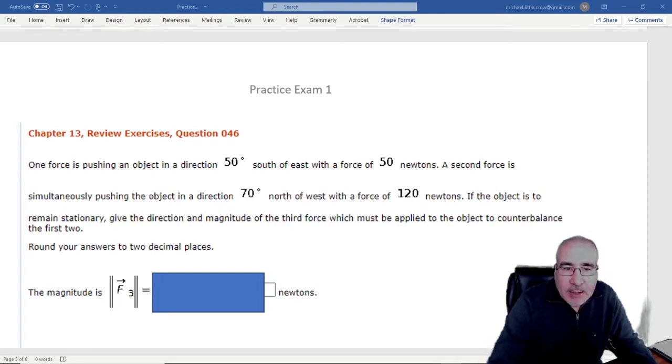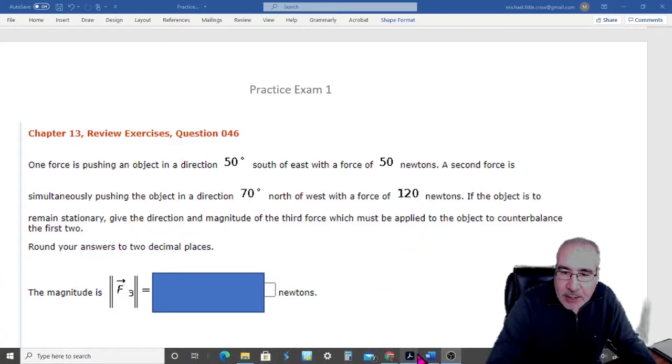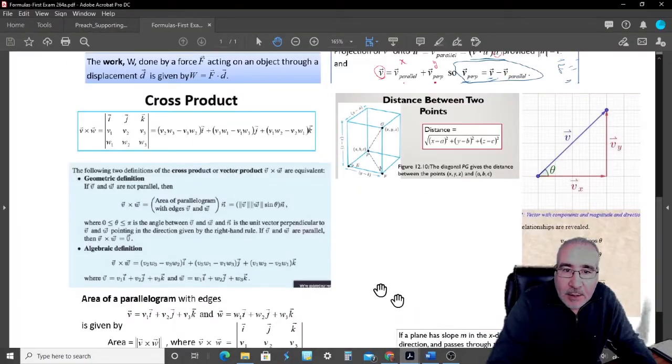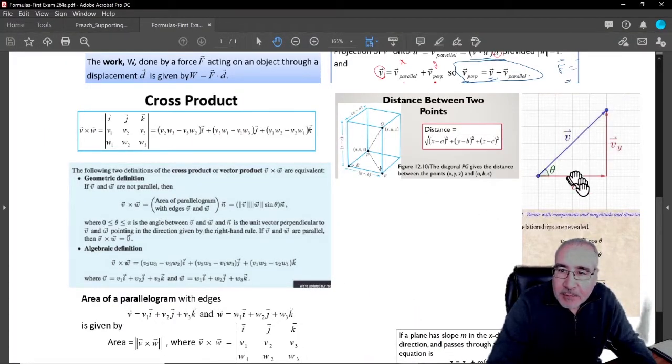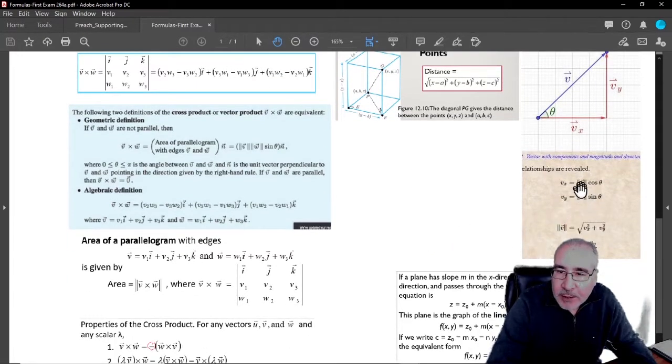So this one, we've got 2 forces working. One force is pushing an object 50 degrees south of east at 50 newtons. This one is in a direction north of west, okay, with 120 newtons. So what we need here is to set up, resolving these into the x and y components.